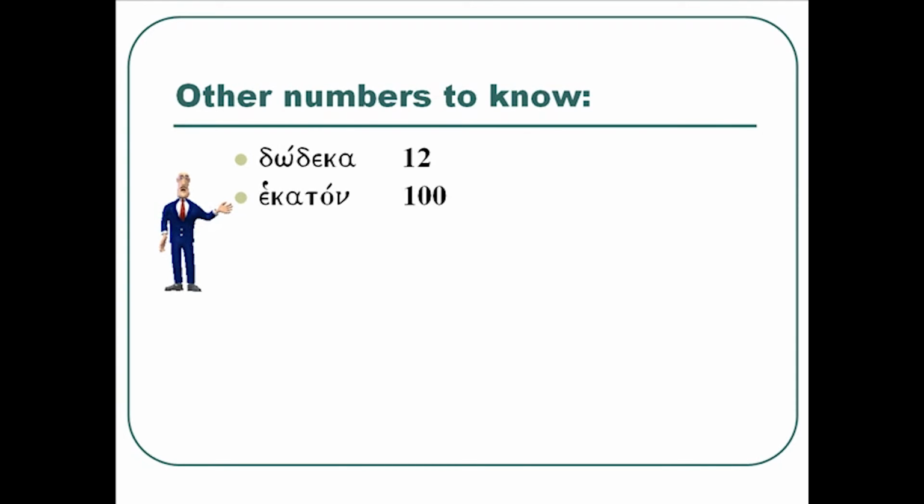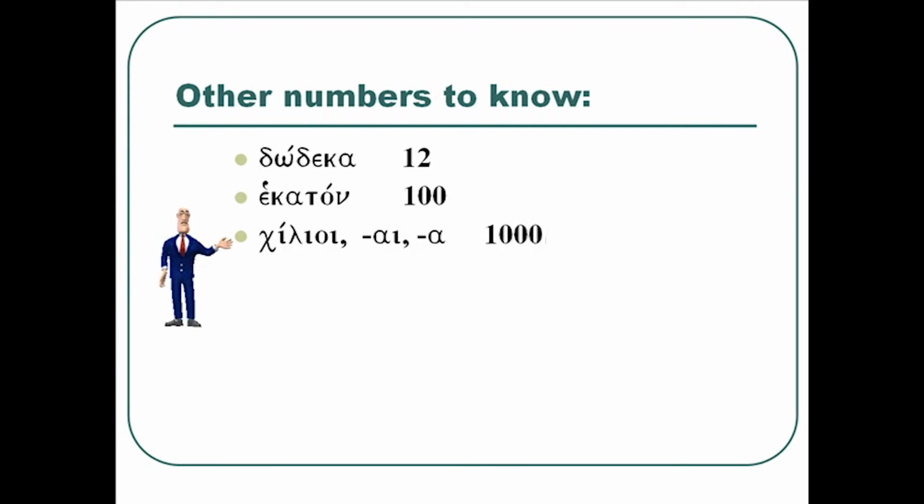Hecaton means 100. And kilioi means 1,000. And so we'll have the 1,000-year reign of Christ in Revelation. Christ feeding the 5,000, etc. like that. So 1,000 is used quite frequently.